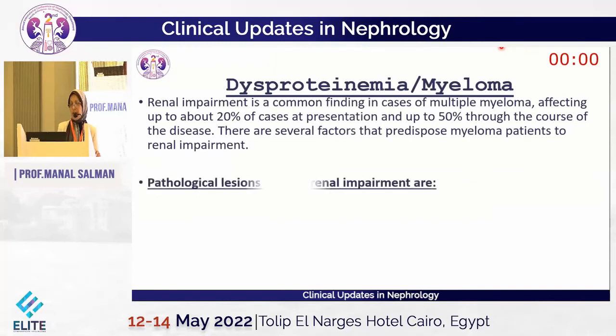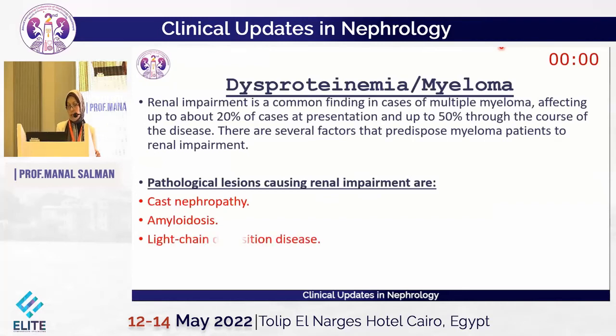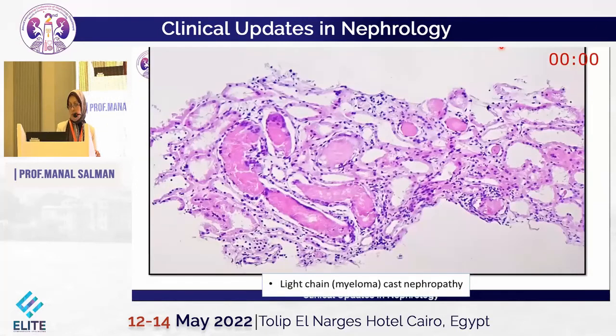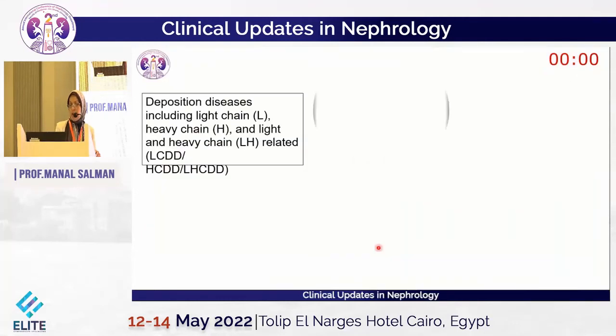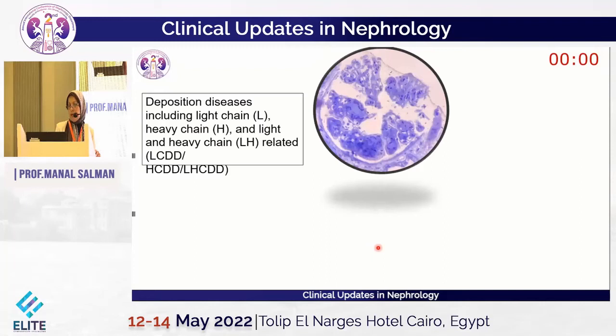We have several factors that predispose myeloma patients to renal impairment, including cast nephropathy, amyloidosis, and light chain deposition disease. This is the cast nephropathy in which we have these distal nephrons showing dilatation, and they are filled with these brittle casts and surrounded by giant cells, and also we have injury of the epithelial cells and infiltration by inflammatory cells, tubulointerstitial nephritis. Regarding light chain deposition disease, we have this pattern.